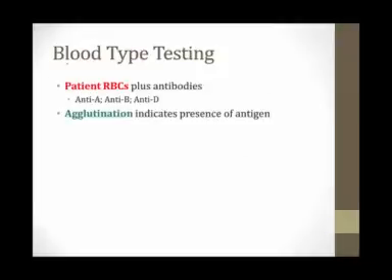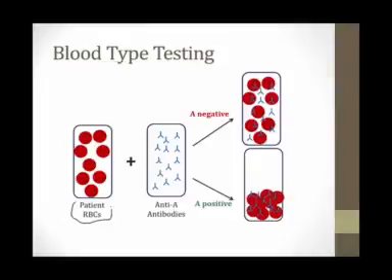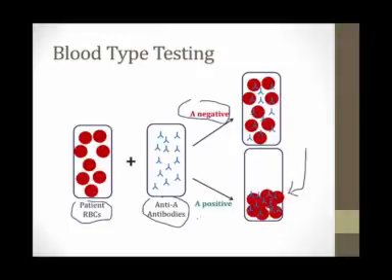So the way you determine a patient's blood type is by taking the patient's red blood cells plus antibodies like anti-A, anti-B, or anti-D, and seeing if agglutination occurs. If it does, that indicates the presence of an antigen. So for example, you could take the patient's red blood cells and mix it with anti-A antibodies. If they float around happily together, this means the patient is A negative. On the other hand, if the red blood cells agglutinate, this means that the patient is A positive. And you can do the same type of testing for the B antigen and for the D antigen.